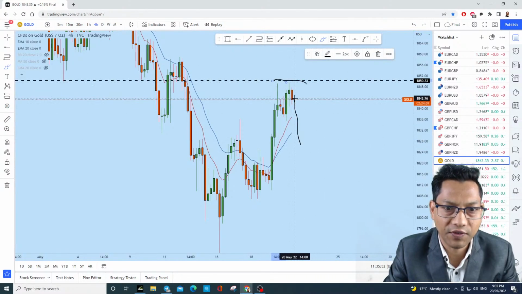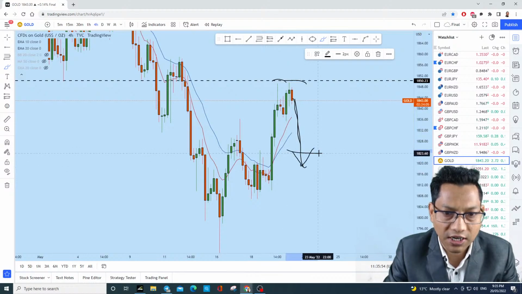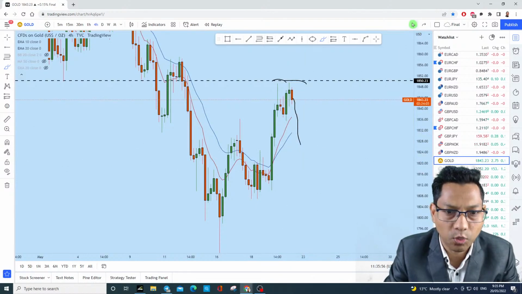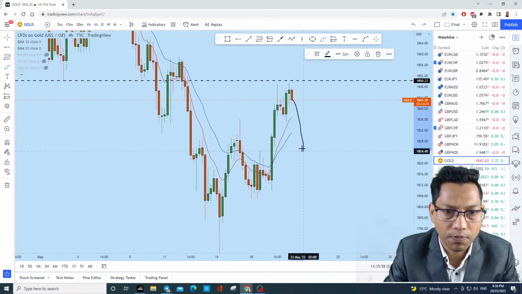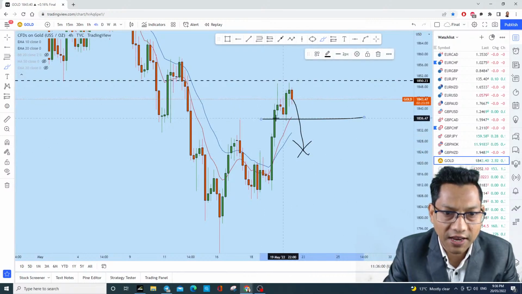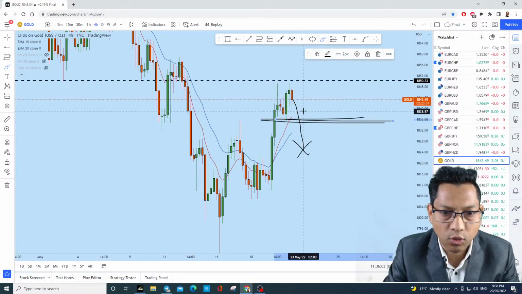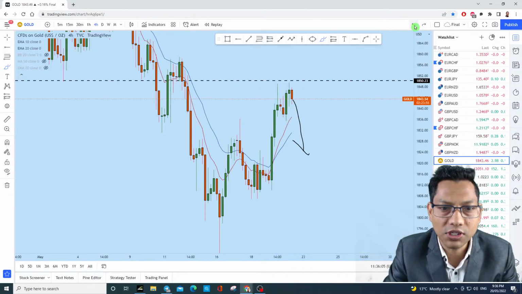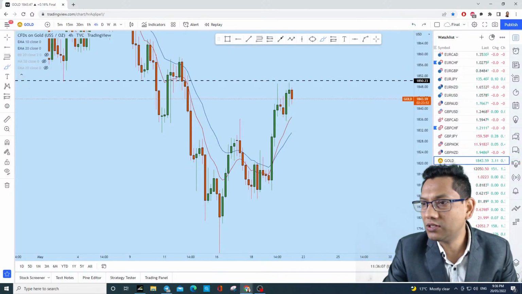Okay, and then if it drops, then we'll start to sell. But for now, let's wait and see what's happening. Let it drop, break this neckline, and if it drops, then we can sell. Okay, we need to see a reversal pattern. So that's what's with the gold.